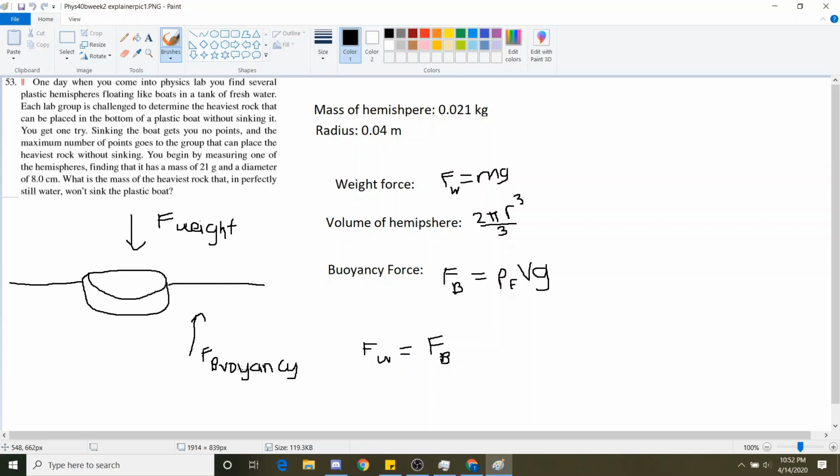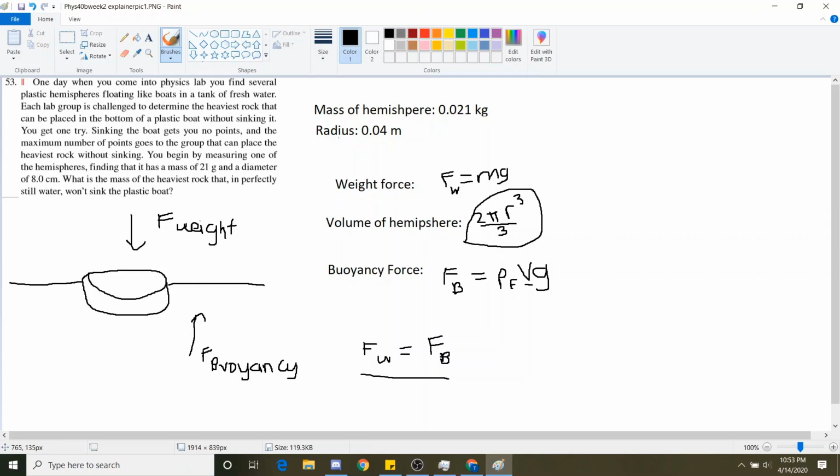being more than the buoyancy, because if the force of the weight was more than the force of the buoyancy, of course it would sink. So we're trying to find how much weight we can put in so that the force of the weight equals the maximum buoyancy force that we can get. And that's just the maximum volume of water we can displace with our object, which is also the volume of the hemisphere, which is in this equation right here.